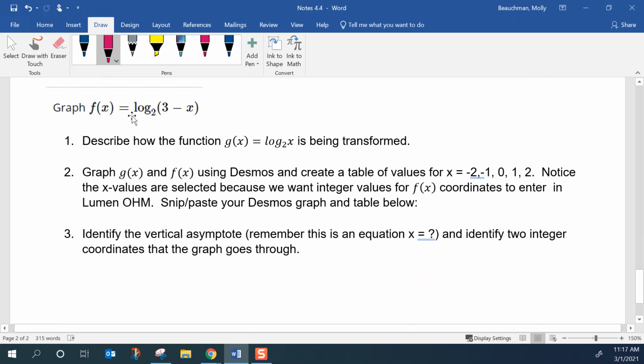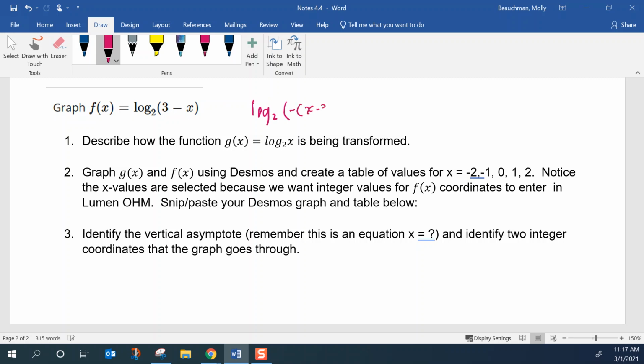All right, so you try it. Graph f of x is equal to log base 2 of 3 minus x. The first thing we do is describe how the function g of x equals log base 2 of x is being transformed. So again, we want to rewrite this log base 2. We're going to switch x and 3 and factor out a negative. So if we rewrite our function so that we can tell what the transformations are, we're again reflecting over the y-axis, and then the function is moving to the right 3.